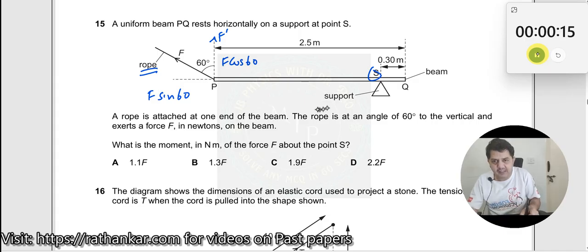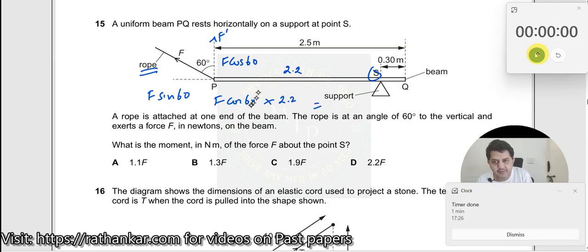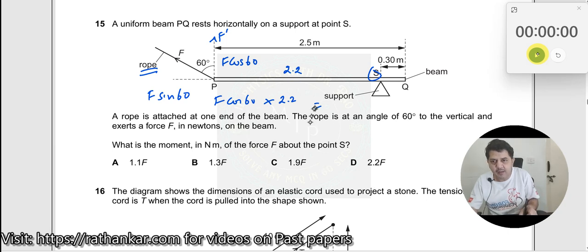If I want to find the moment here, I can write this as F cos 60 multiplied by this distance. What is this distance? This is 0.3, this is 2.5. So it should be 2.5 minus 0.3, which is 2.2, times cos 60, which is half. Half multiplied by 2.2 is 1.1. So this should be 1.1 times F.